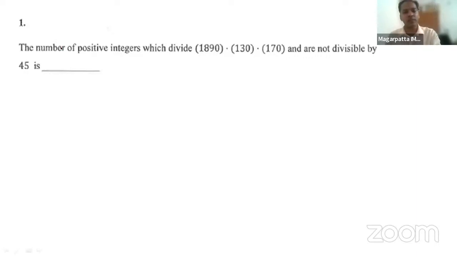So this one: the number of positive integers which divide 1890 into 130 into 170 and are not divisible by 45 are how many? Now, as I think about it, slightly lengthy question. I don't know a direct method here to find out numbers which are not divisible by a certain factor. Okay, I'll keep this for round 2. I realize that I might have to calculate factors twice, so I keep this for round 2.